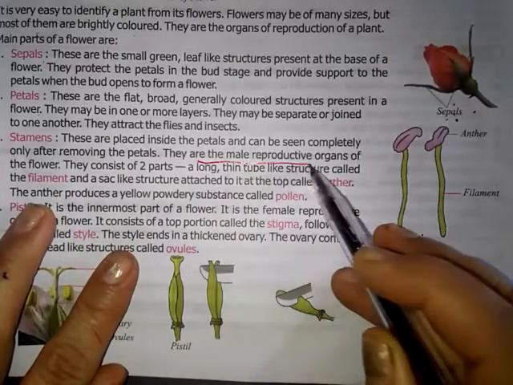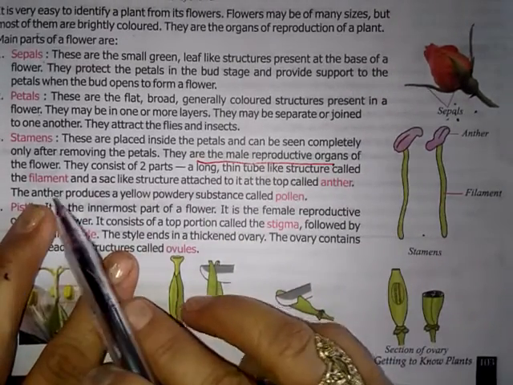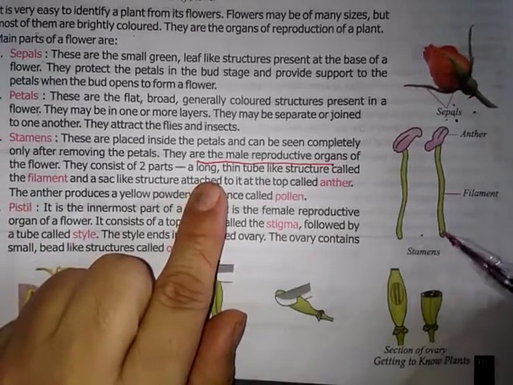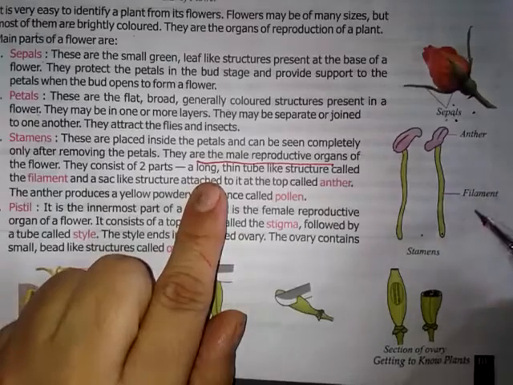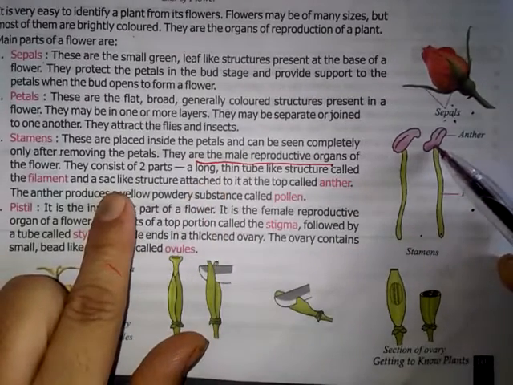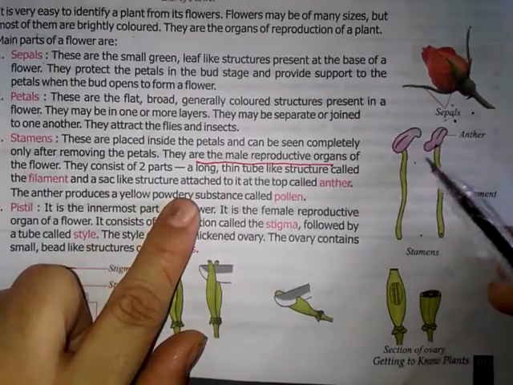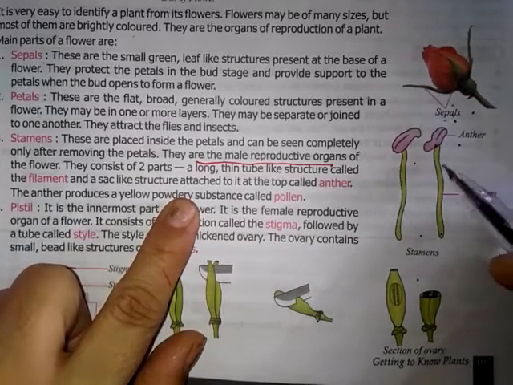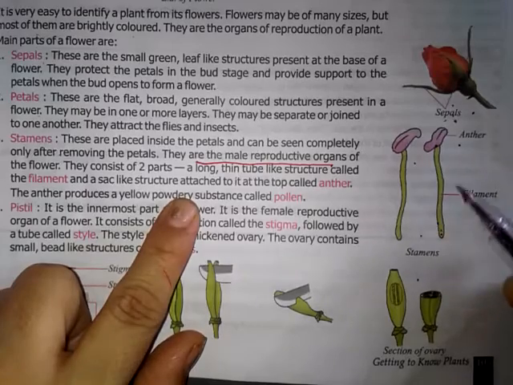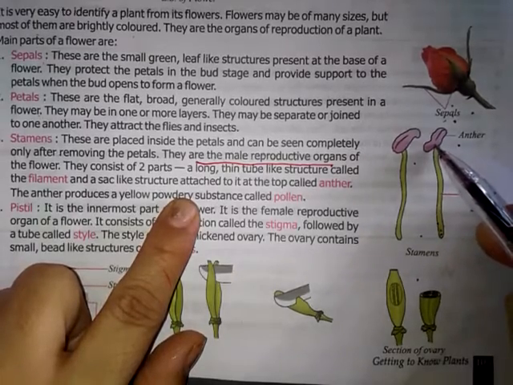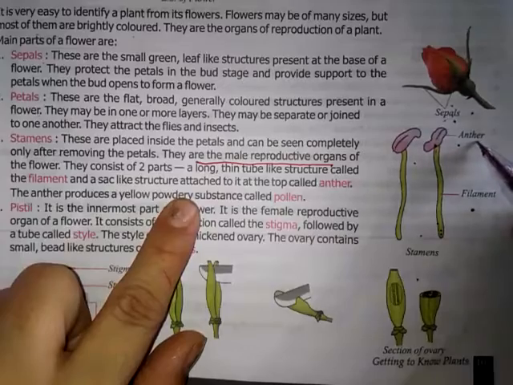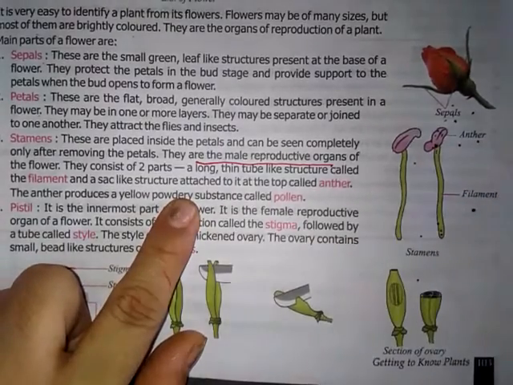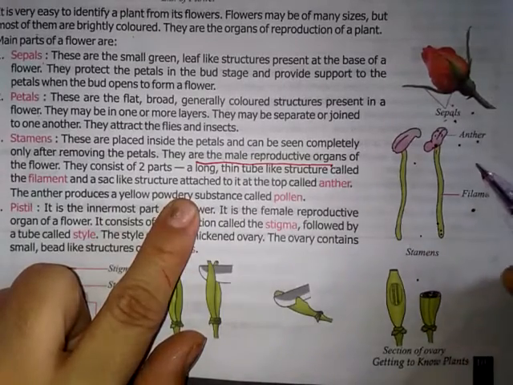Stamens are the male reproductive organ of the flower, and they consist of two parts: a long thin tube-like structure called filament, the stalk-like part, and a sac-like structure attached at the top called anther. Children, anther contains the yellow dust called pollen grain. And stamen is the male part of the flower.